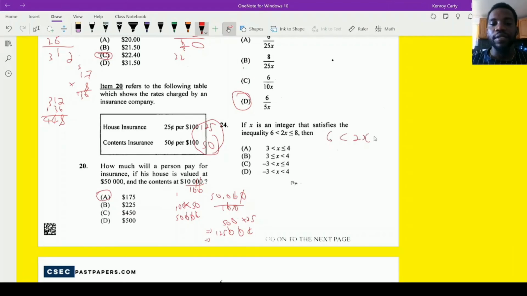All right, greater than 6, but less than or equal to 8. I divide here by 2, I divide here by 2, so I have to divide here by 2. So x is greater than 3, but less than or equal to 4. If I had divided by a negative, the signs would have changed, but I didn't divide by a negative, so it remains the same.